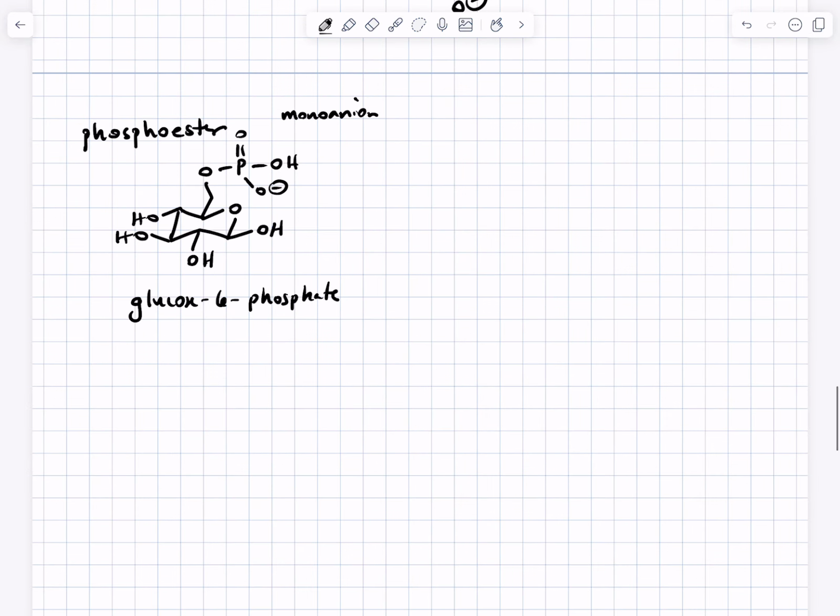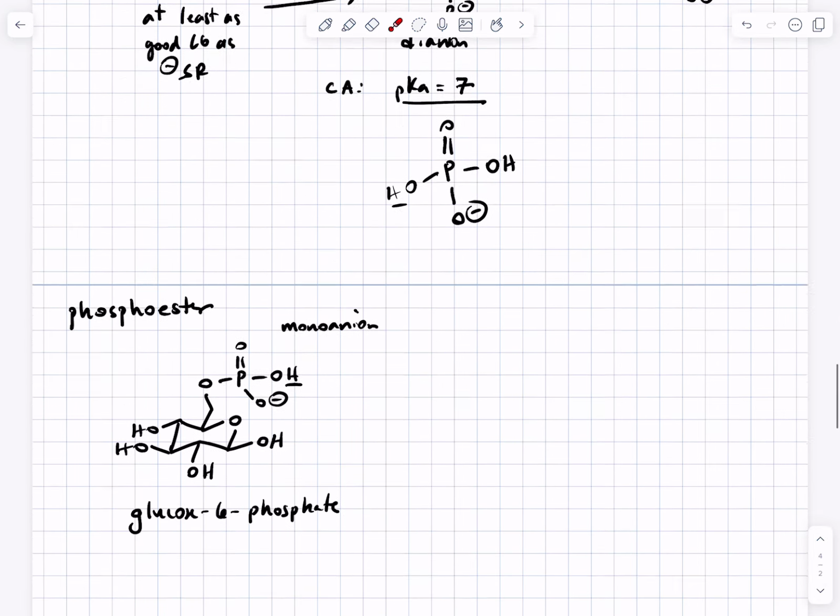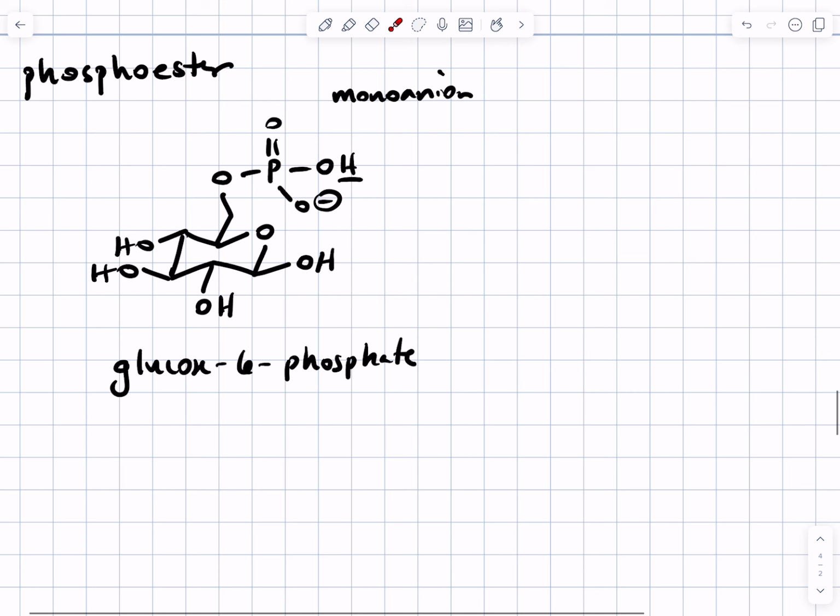So let's scroll back up in just a second to the phosphoric acid pKa's and see if you can guess what the pKa of this proton should be. I want you to see that the only difference between this and the monoanion of phosphoric acid is that this oxygen here is an OR group. Okay, so scroll back up to the phosphoric acid pKa's. Take a look. Your choices are 2, 7, or 12. What do you think is the right pKa for this monoanion?